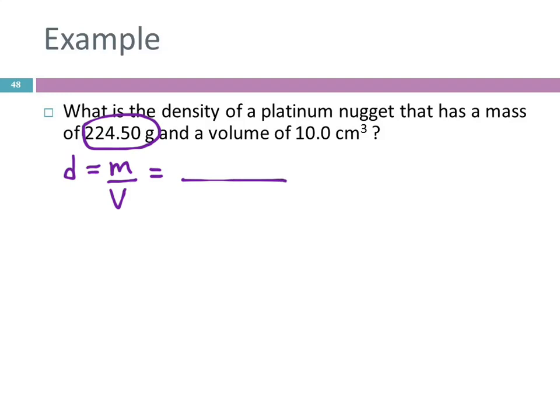So we're going to put 224.50 grams in the numerator. And then this is the volume of 10.0. Now we want to use our knowledge of significant figures, so we're going to write that whole thing down, 10.0, and write the units in there. And then we get out our calculator.